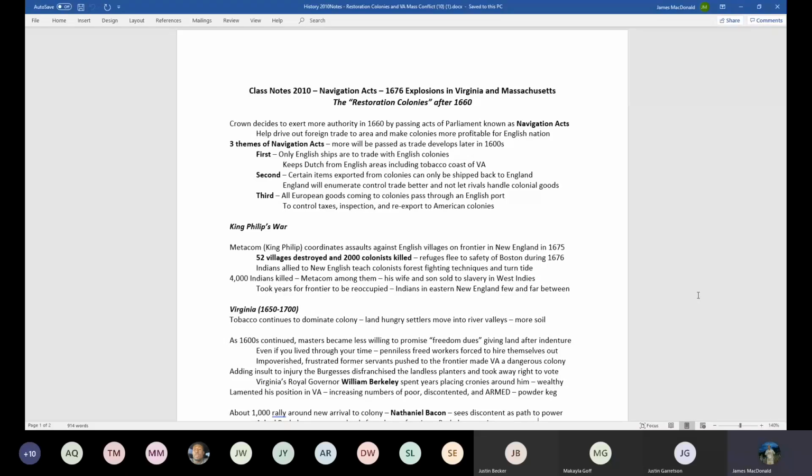The third theme of the Navigation Acts is a way to control trade. This makes sense if you're England. If you've ever taken economic classes, this is mercantilism. Make the parent or mother country or fatherland, if you want to call it that, benefit from the colonies. This is what they do in the third part of the Navigation Acts, which essentially say that all European goods which go to the colonies, if it's made in Spain or France or in the Netherlands, it has to pass through an English port. Why? You can regulate it and tax it if you're the government.